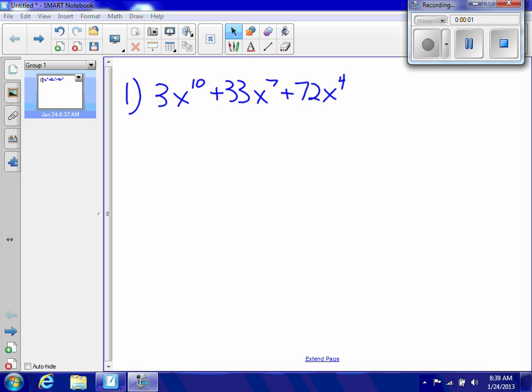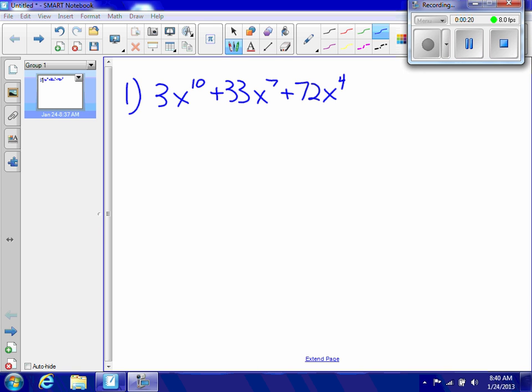This is Chapter 5, Quiz 2, 5.4 and 5.5. And the first problem was to factor the polynomial completely using any methods. You need to use all methods, but you can use any method.